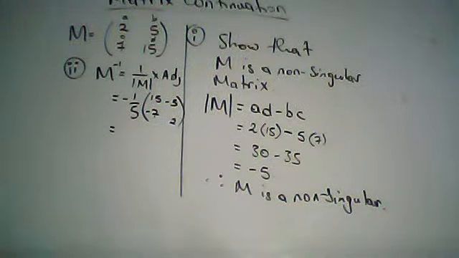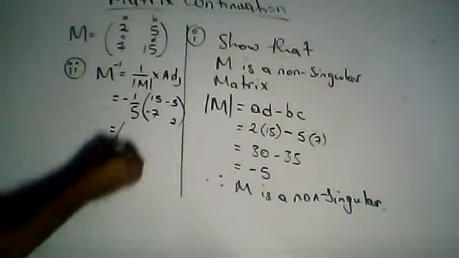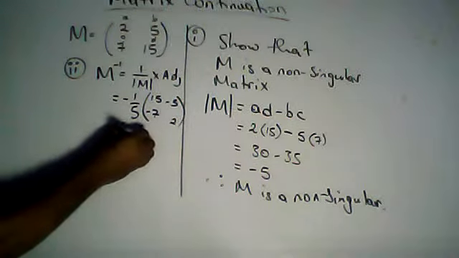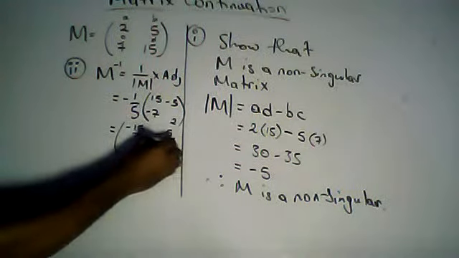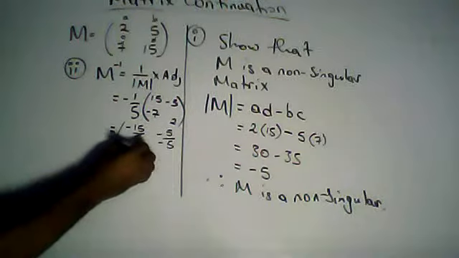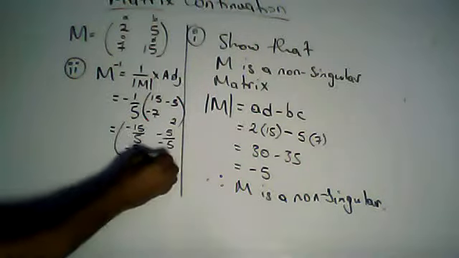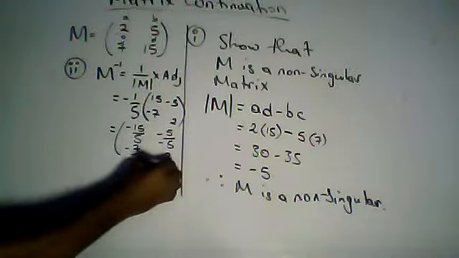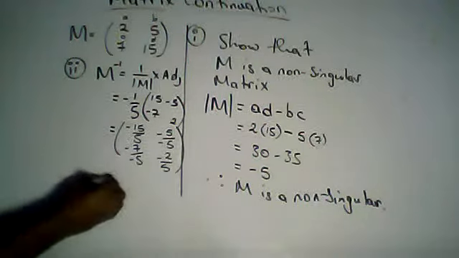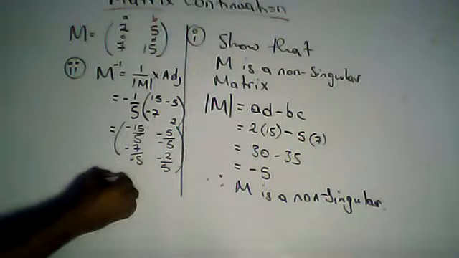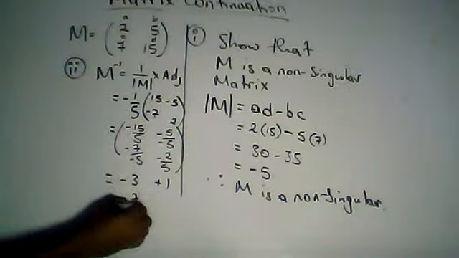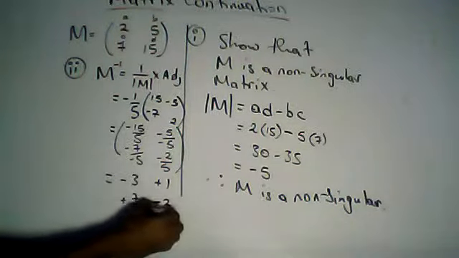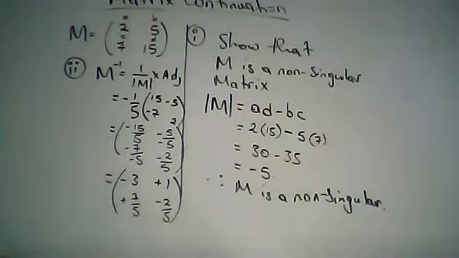What you're going to do is to distribute the 1/5 inside the bracket. So distributing the 1/5 inside the bracket, you're going to get what? You're going to get minus 15 over 5, minus 5 over minus 5. You're going to get minus 7 over minus 5. You're going to get negative 2 over 5. So what you just do is just break it down or simplify it. So you're going to get negative 3, positive 1, positive 7 over 5, and you're going to get negative 2 over 5. So that would conclude the answer.